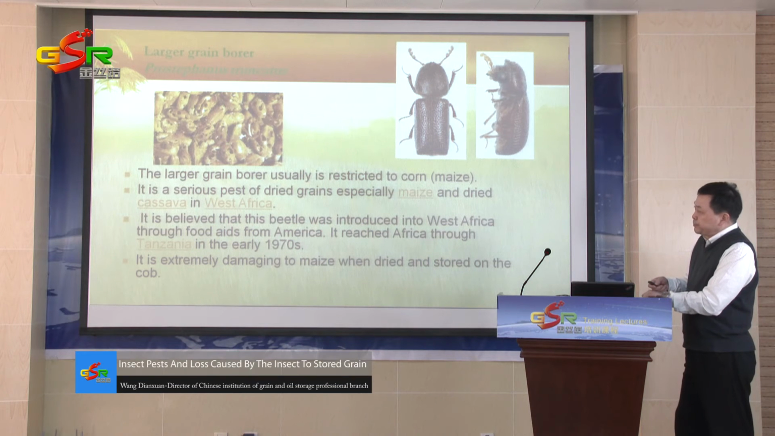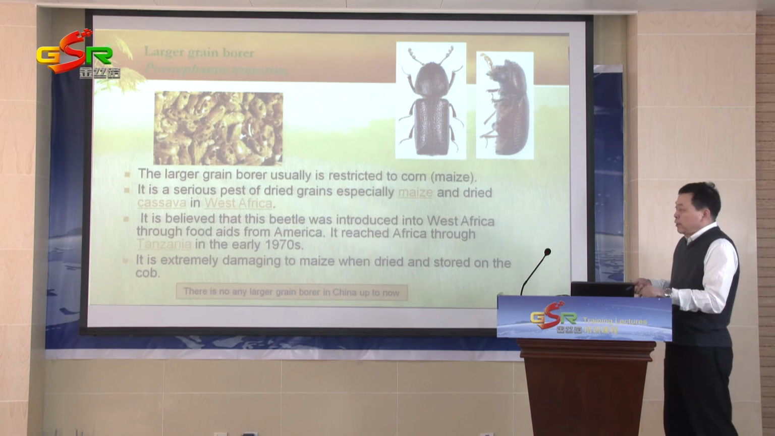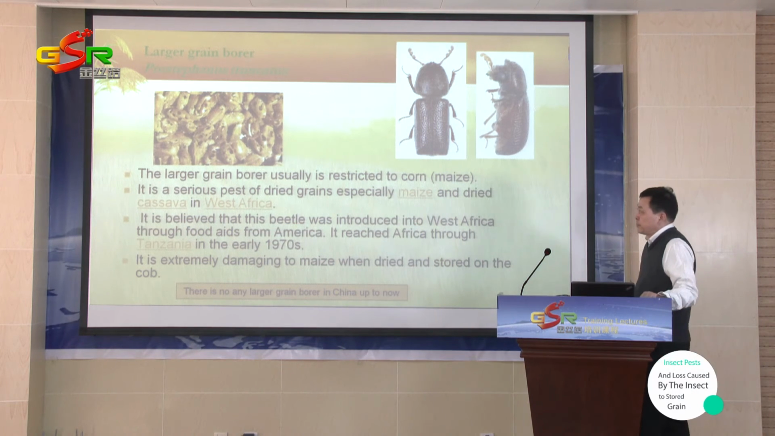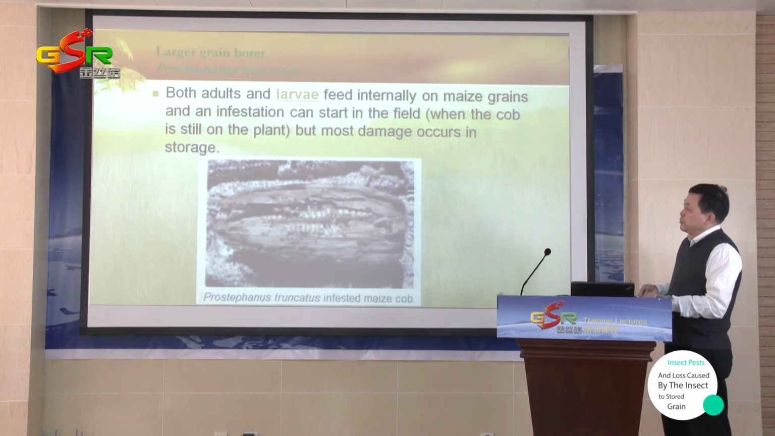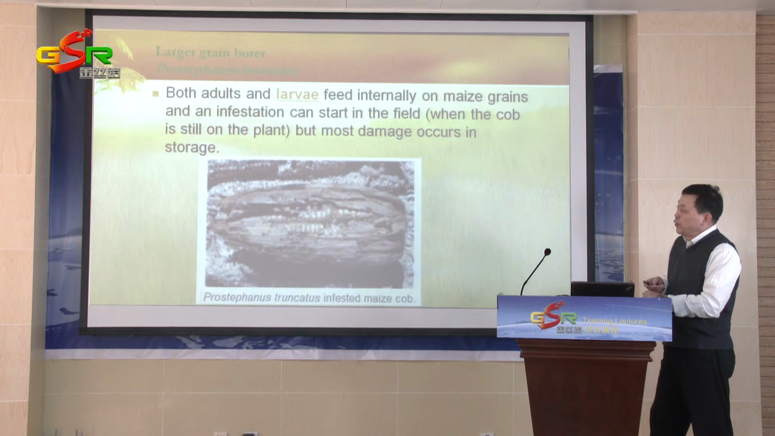Larger grain borer usually can be found in stored corn or maize in the tropical areas of the world. There is no larger grain borer in China nowadays. Larger grain borer can cause big losses for stored maize, both for the seeds and the cobs.